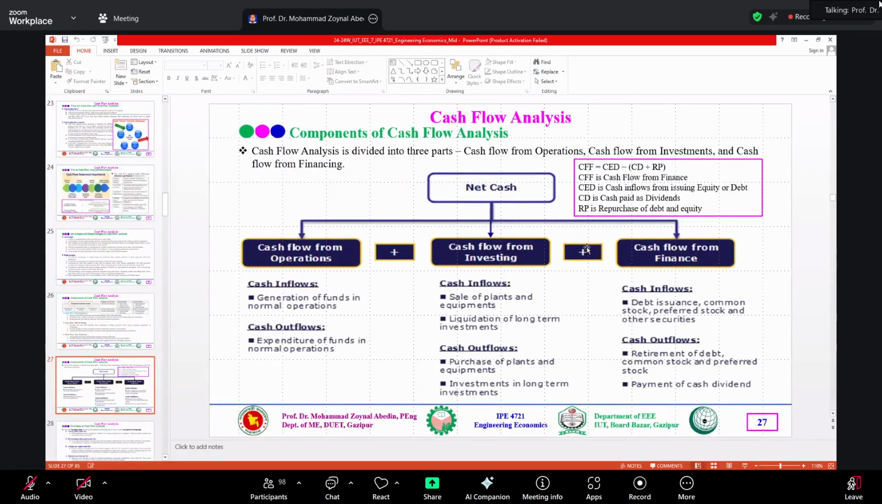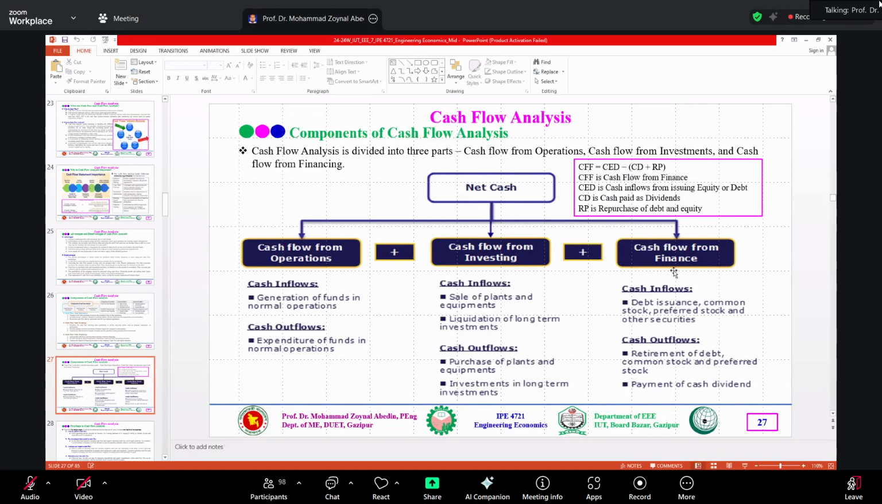Let's talk about more details. You can see cash flow analysis is divided into three parts, as I said in the previous slide. Cash flow from operation: cash inflows, generation of funds in normal operation; cash outflows, expenditure of funds in normal operation. That's the operation. Number two is the cash flow from investing: cash inflows, sales of plants and equipment, liquidation of long-term investments; cash outflows, purchase of plants and equipment, investments in long-term investments.